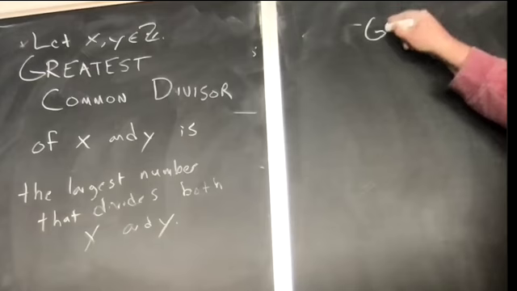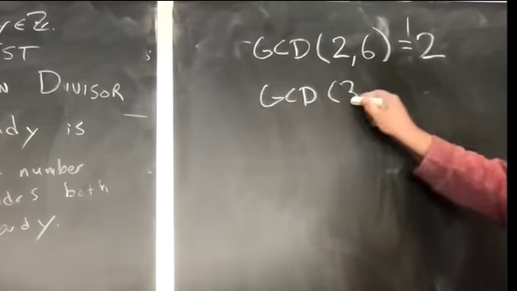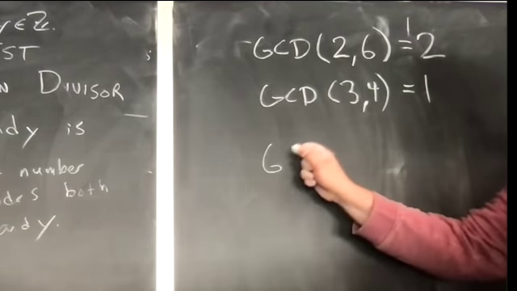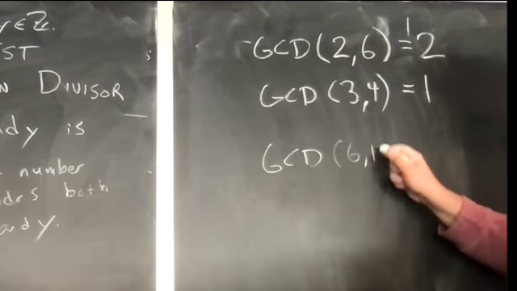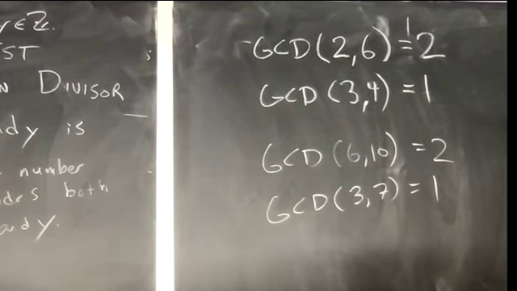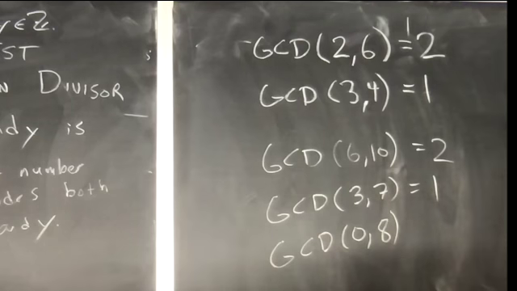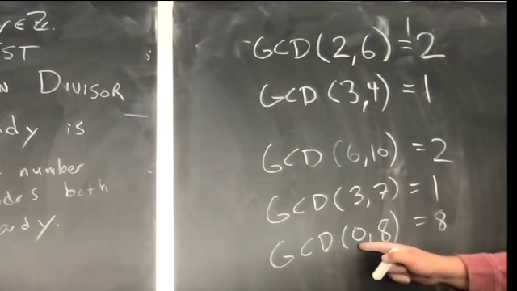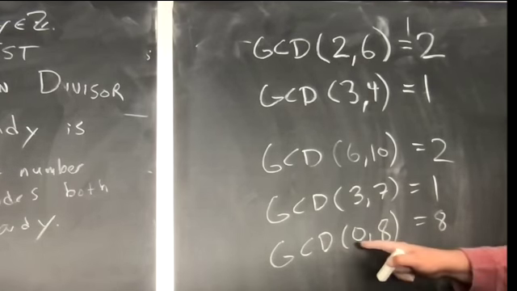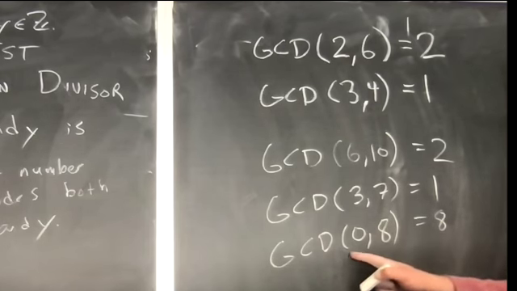So the GCD of 2 and 6 is... What about the GCD of 3 and 6? What about the GCD of 6 and 10? What about the GCD of 3 and 7? Y'all are warmed up now, right? What about the GCD of 0 and 8? 8. So 8 divides 0, right? Yeah. 8 divides 8, right? Does anything bigger than 8 divide 0? Does anything bigger than 8 divide 8? Okay, so 8 is the largest number that divides both 0 and 8.